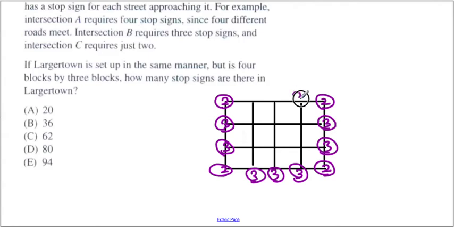Because 3 rows are coming together, these circled ones inside will be needing 4 stop signs each. So how many 2's do we have? 1, 2, 3, 4. So 2 times 4.